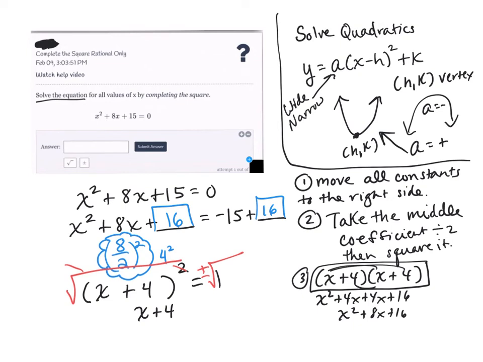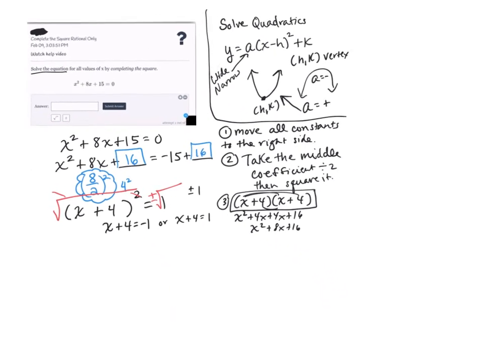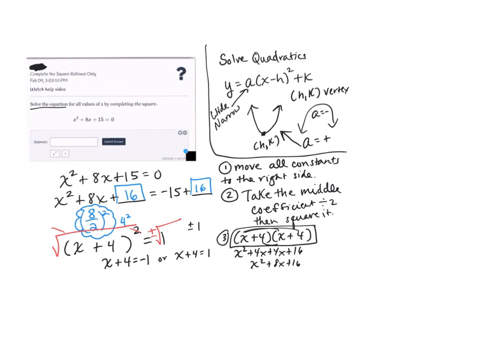All right, so x plus 4 can equal negative 1, because the square root of 1 is 1. So we get plus or minus 1. Or x plus 4 can equal positive 1. All right, so let me give myself some more room there. From there, I can go ahead and just solve these like normal. Okay, and those are my solutions.